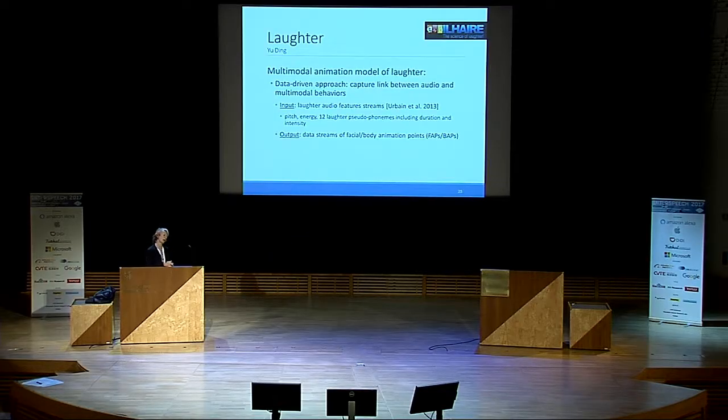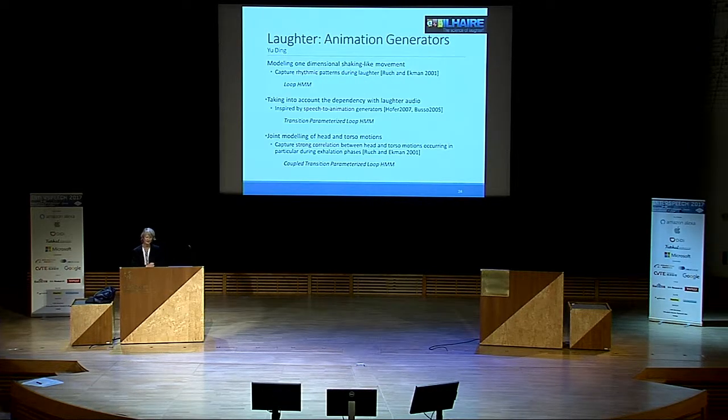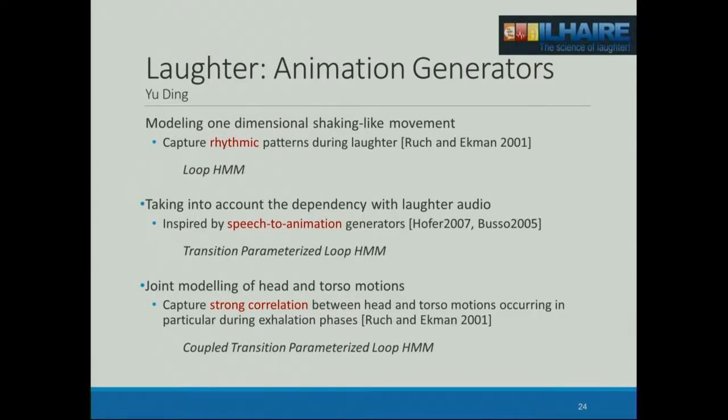And each of the pseudophonemes will be defined with duration and intensity factors. And the output will be the animation parameters, facial and body animation parameters of the virtual agent. For the animation generator, we consider 3 things. One was to capture the rhythmic patterns during laughter. You could see in the shoulders movement as well as the body leanings. It's very rhythmic patterns. We also look at the dependency of the facial expression movements and the audio laughter.